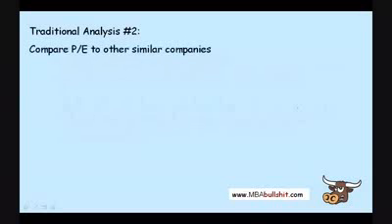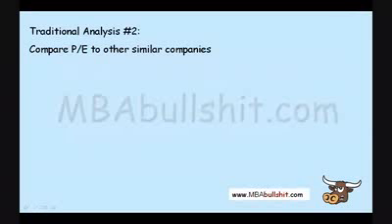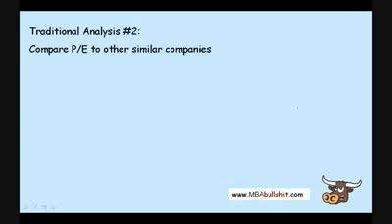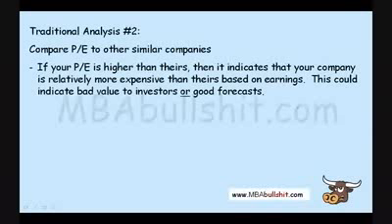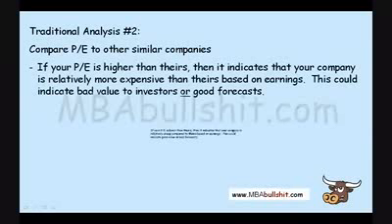Traditional analysis number 2 is to compare the price earnings ratio of this company with that of other similar companies. Like if it's a bank, you also want to compare the price earnings ratio of your company to the price earnings ratio of another bank. Okay? So if your price earnings ratio is higher than theirs, then this indicates that your company is relatively more expensive than other similar companies based on earnings. This could indicate bad value to investors, or it could indicate good forecasts. And that's why people are willing to buy it higher.